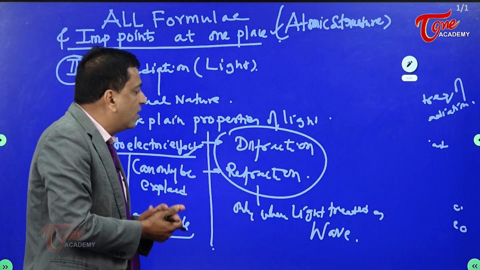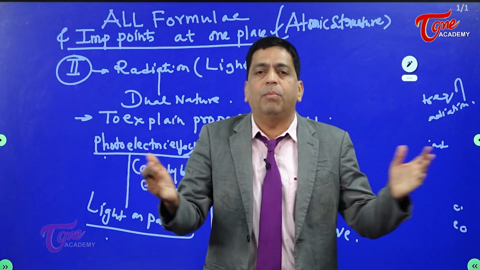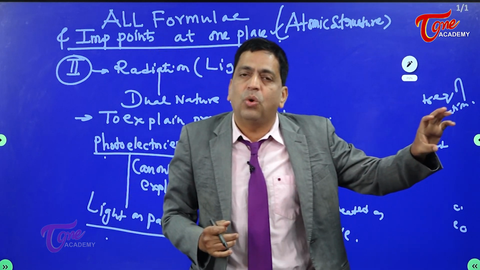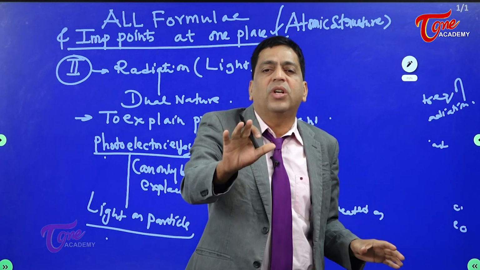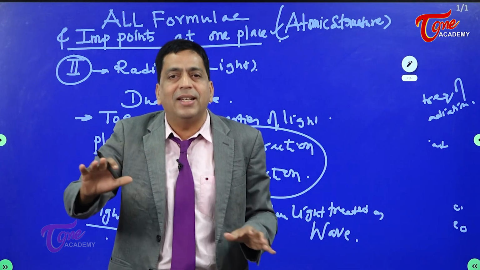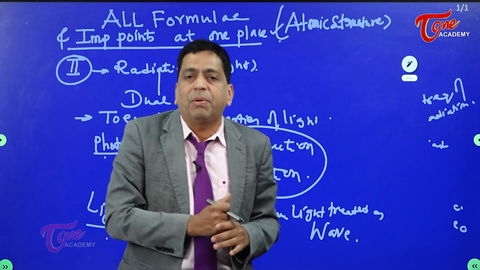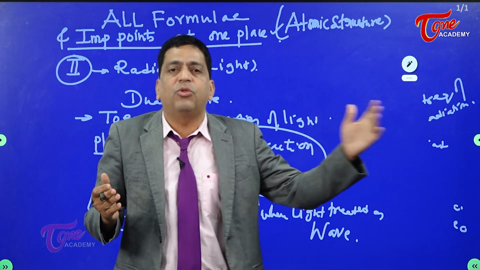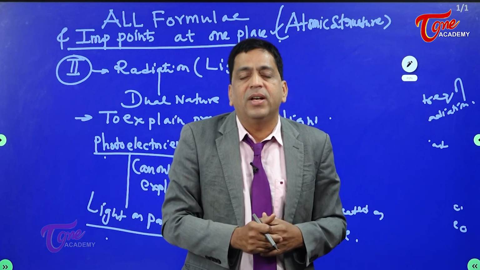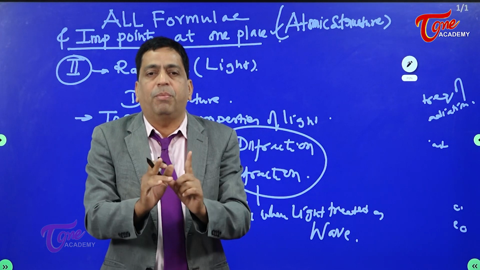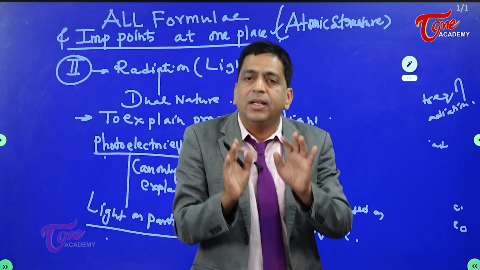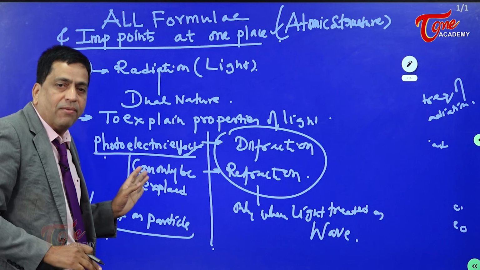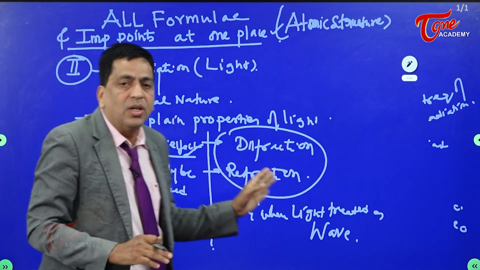So mind you that there are n number of properties of light. A few can be explained by treating light as a particle. A few can be explained by treating it as a wave. So simply speaking, if you just hang on to any one of these, be it treating as a particle or treating as a wave, you cannot explain all the properties of light. So sometimes, yes, you have to treat it as a particle, as in the case of photoelectric effect, and sometimes it is a wave.